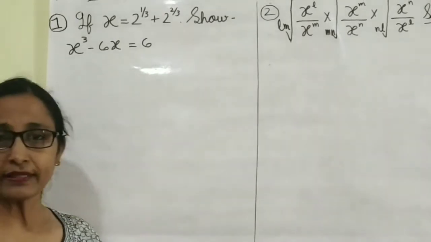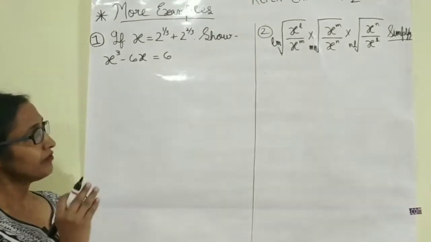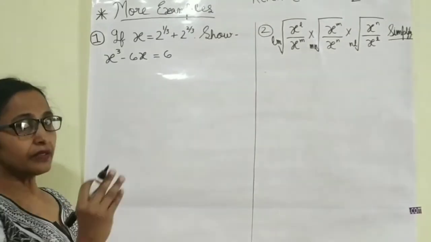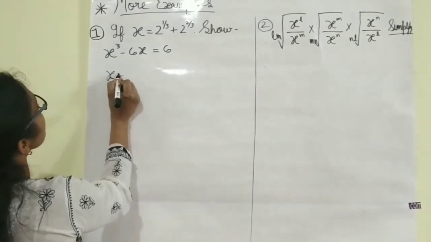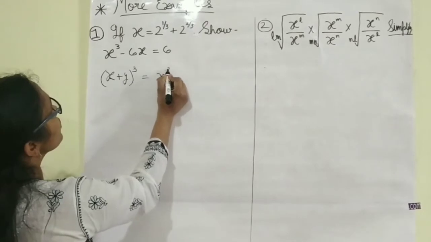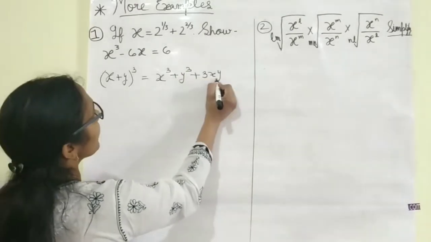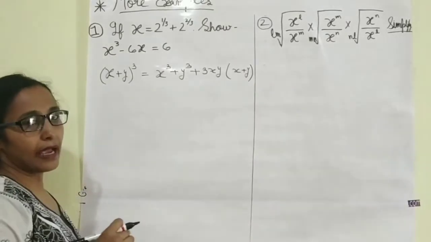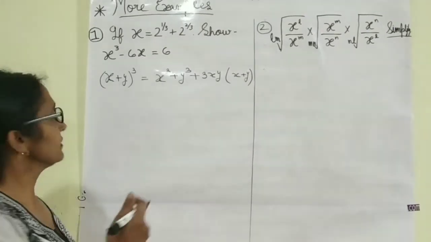First, to solve this question, you have to know about some identities. We will read about those identities in the next lectures, but I am telling you only one identity here. That is (x plus y) whole cube equals x cube plus y cube plus 3xy(x plus y). This is an identity, and you will read about it in the chapter on polynomials.